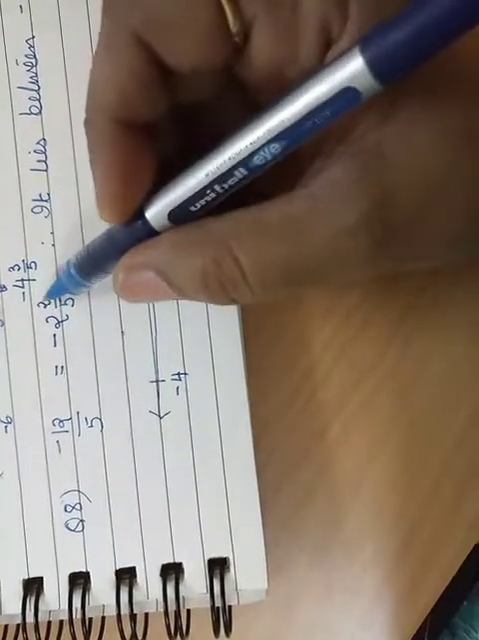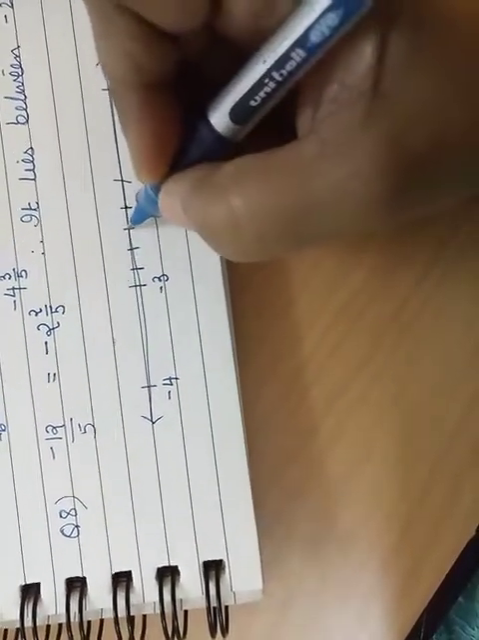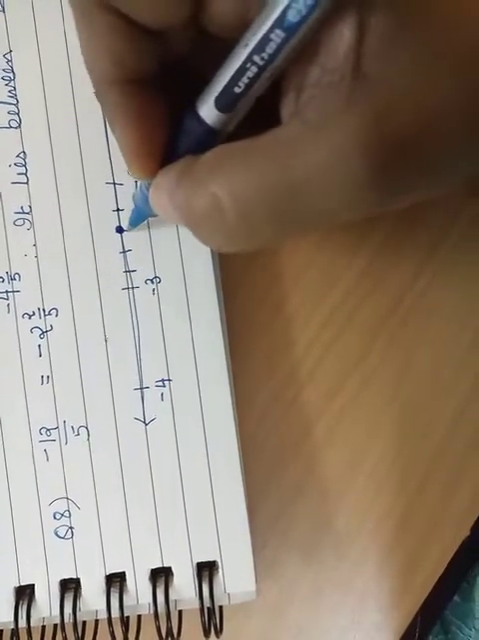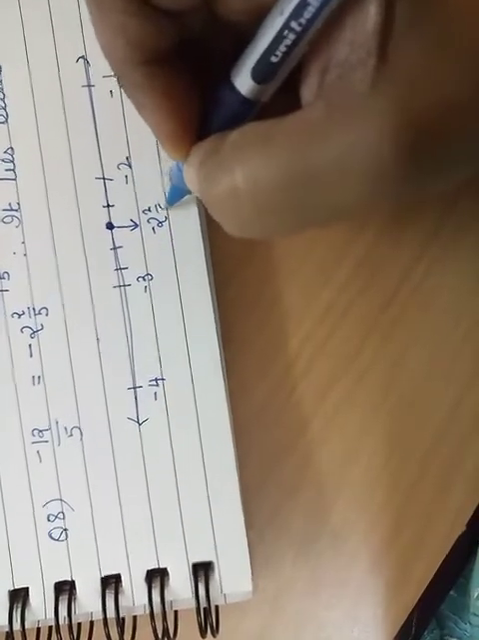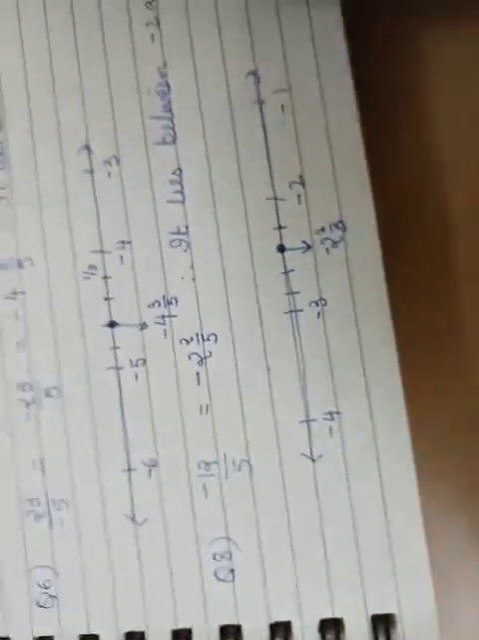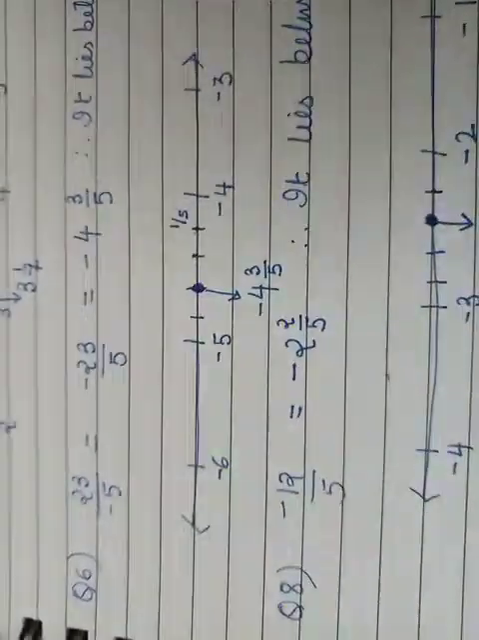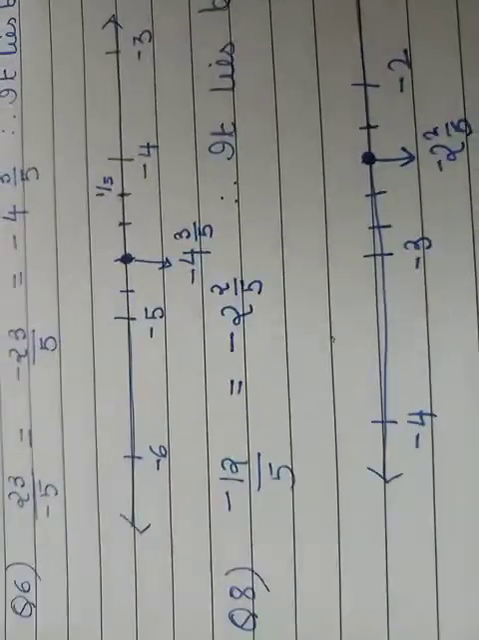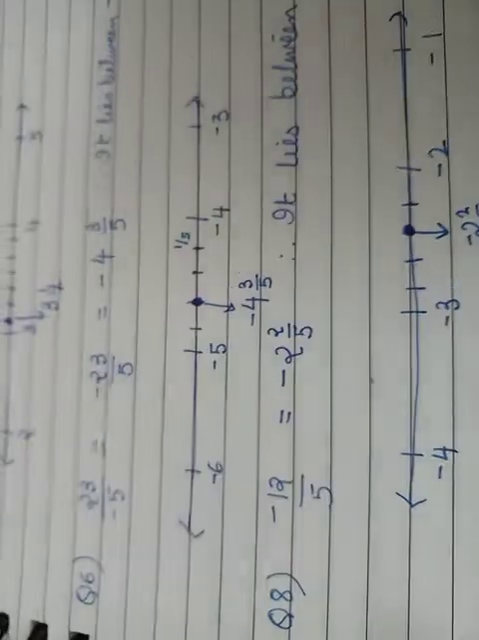Which part do we have to consider? Second part. So this is the first part. This is the second part. So we darken this point. This is minus 2 whole 2 by 5. Hope you have understood, children, how to mark or represent rational numbers on the number line.